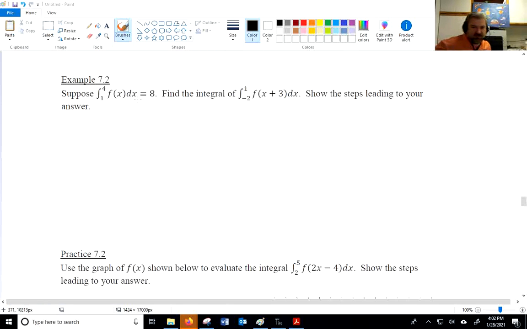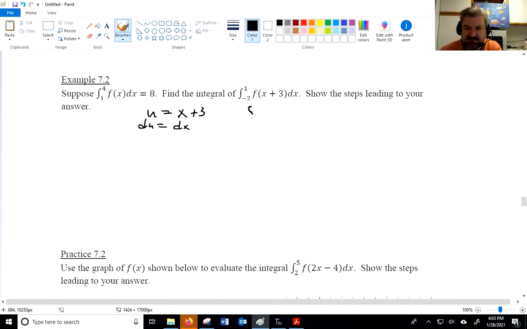It says, suppose the integral from 4 to 1 of f of x dx is equal to 8. Find the integral from negative 2 to 1 of f of x plus 3 dx. Show the steps leading to your answer. Well, what we need to do here is actually a u substitution. Since we don't have the equation for f, we can't really simplify this any. So I have to let u equal x plus 3, which makes du equal dx.